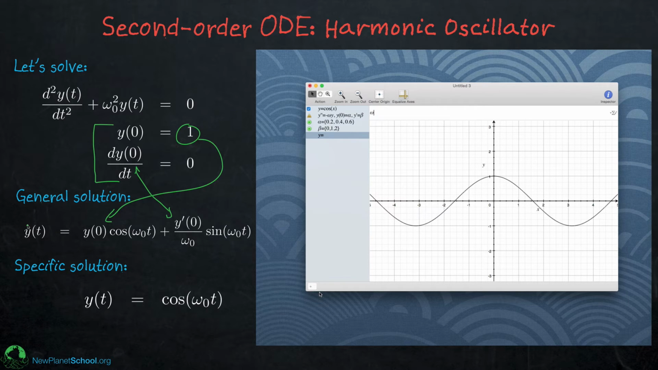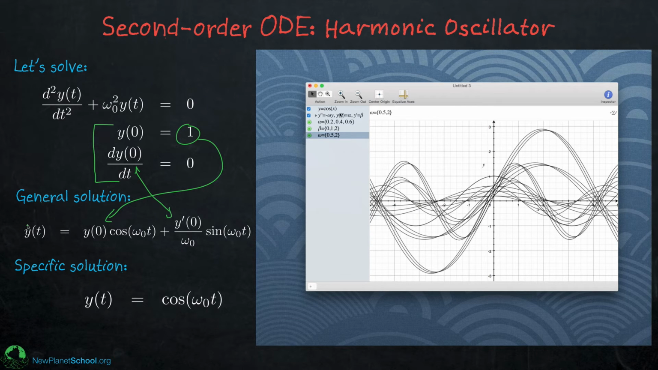Let me show you how that happens. Omega, I'm going to give it a range. So now we're varying over 3 different frequencies, 3 different initial conditions, and 3 different slopes. And so it can get quite messy, but I think you get the idea.